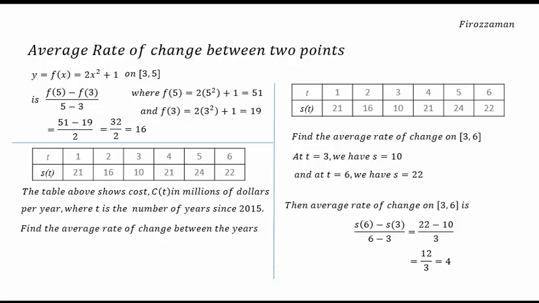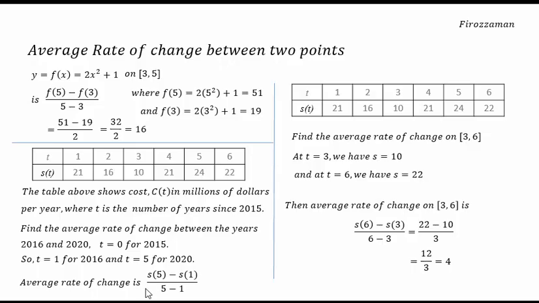And we'll find the average rate of change between the years 2016 and 2020. As we said, since 2015, that means at the year 2015, t is 0. So then definitely for 2016, t will be 1, and for 2020, t will be 5. So we are interested in finding the average rate of change, S(5) and S(1), between 2016 and 2020. So we are getting (24 − 21)/4 and simplify further.